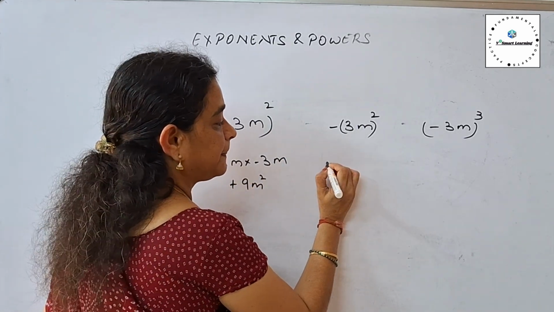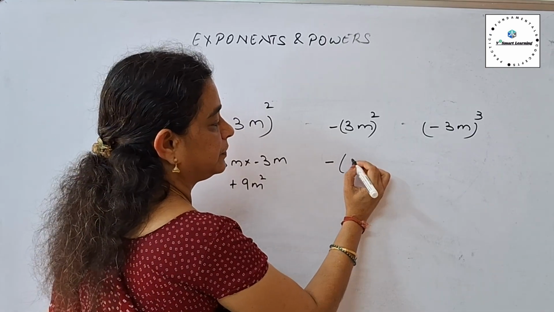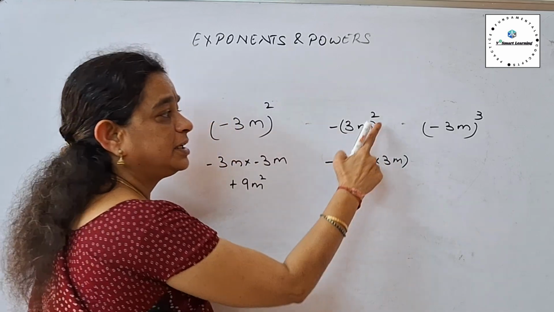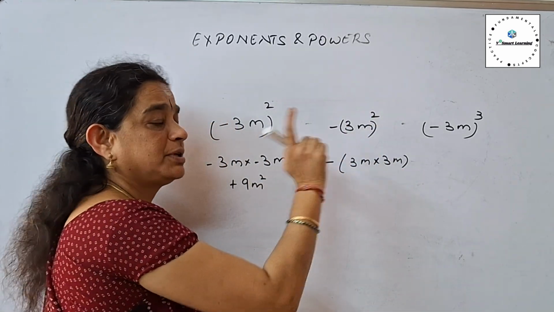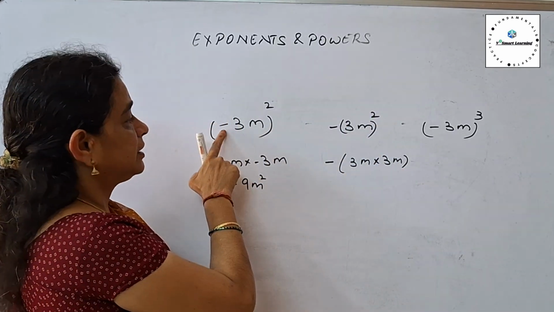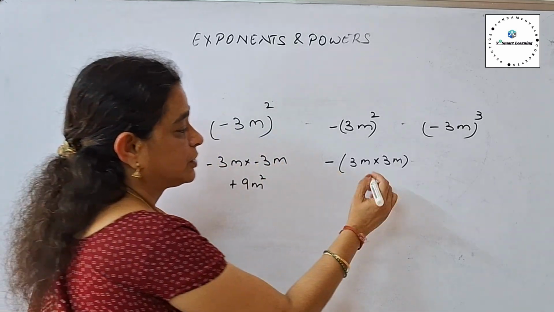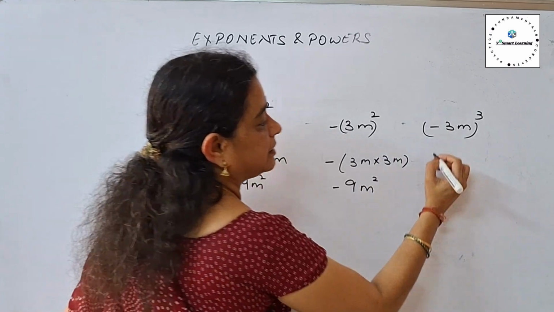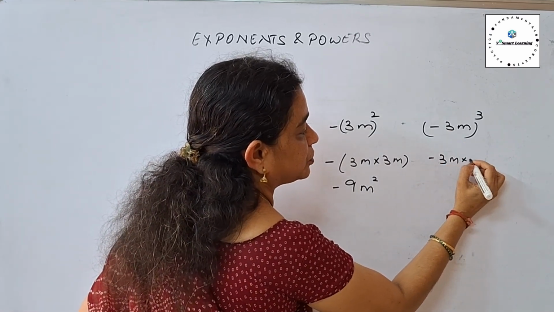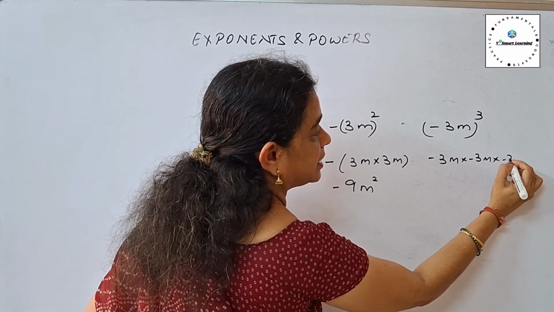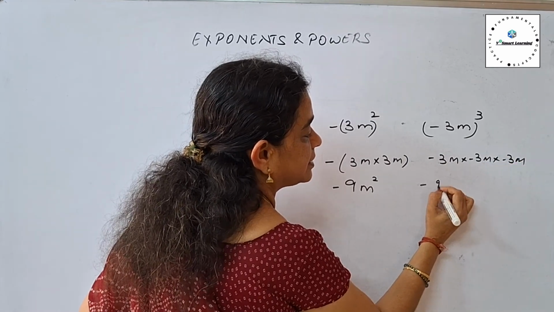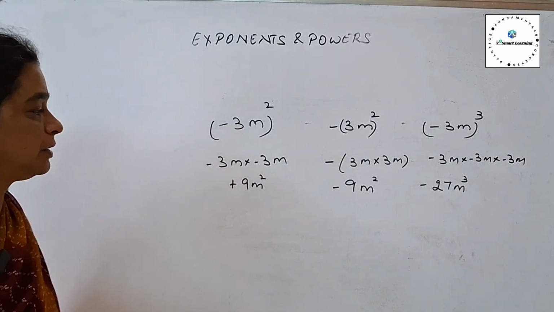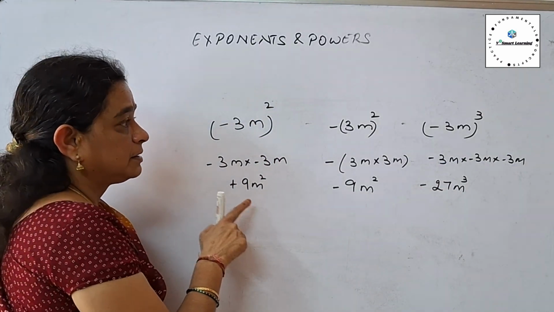What is this? Minus 3m into 3m. You see only the 3m is squared. The negative number is not squared. Here the negative also is squared. So I get here minus 9m squared. This is minus 3m into minus 3m into minus 3m or minus 27m cube. Okay. Now this is the condition.